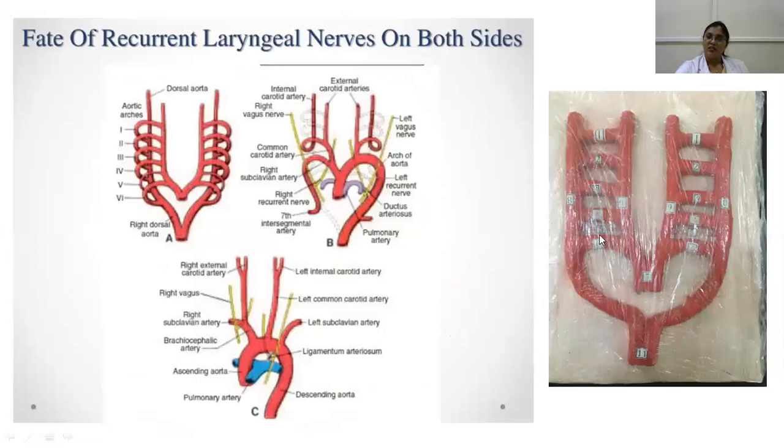Then this is the model showing you the development of the aortic arches. Initially the aortic arches connect the ventral aorta with the dorsal aorta. We've got a pair of dorsal aortae in the starting stage. Then later they fuse to form a single one, one dorsal aorta. So you can see the fusion, the ventral aorta and the dorsal aorta.